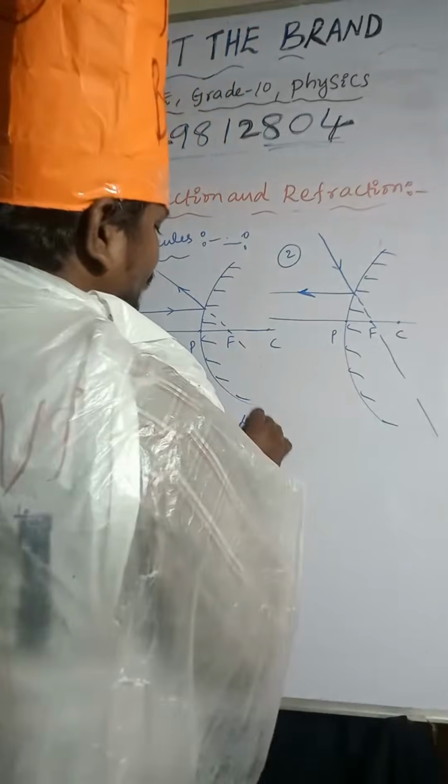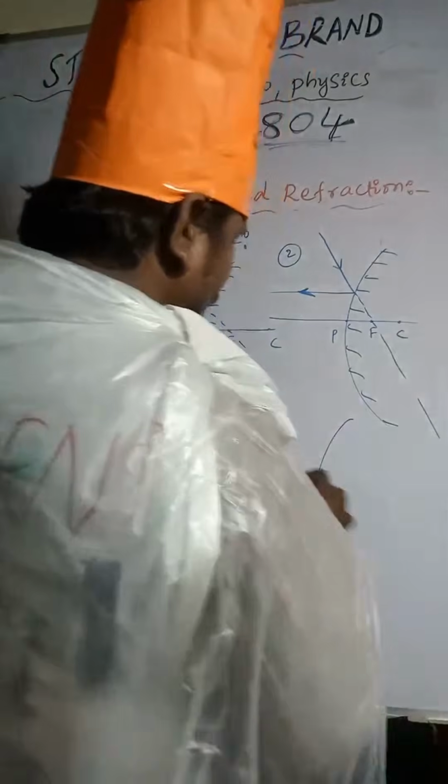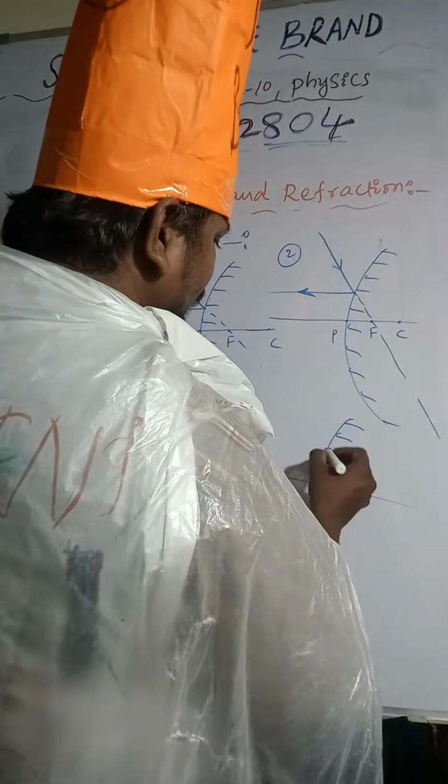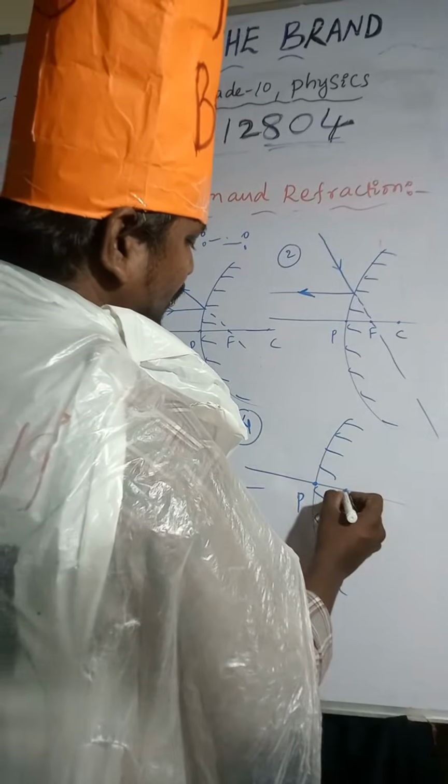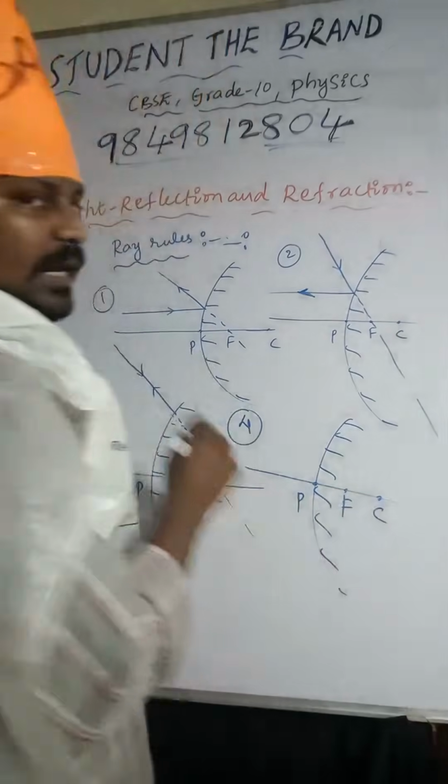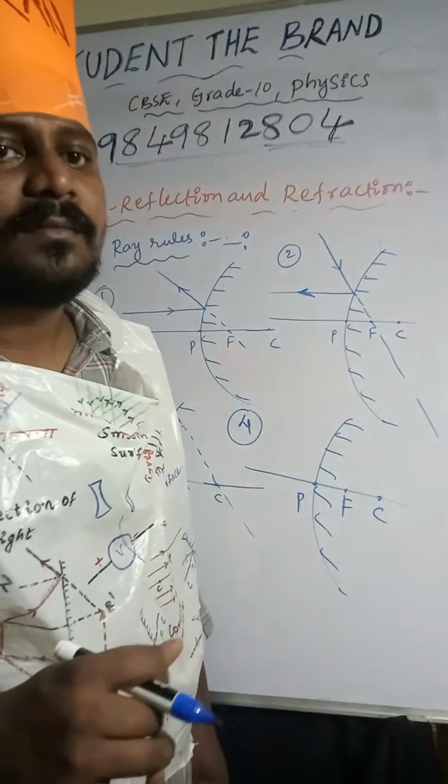And coming to the fourth one. So pole, focus, and center of curvature. The light ray is incident at the pole.